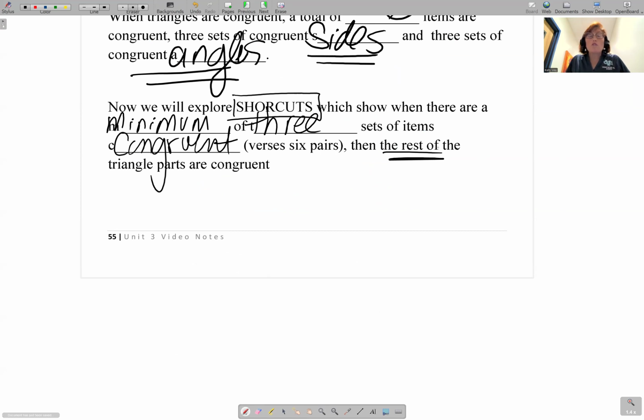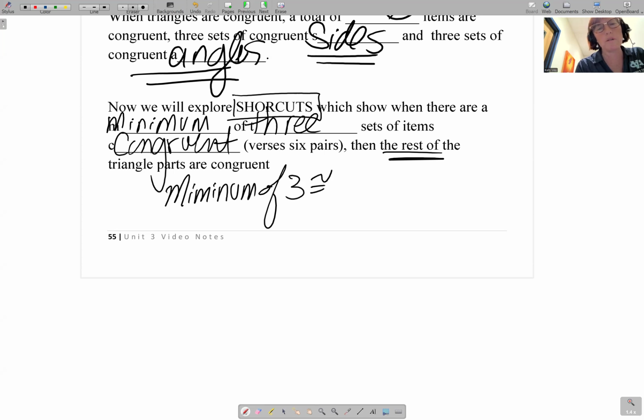So now we're going to talk about shortcuts. Everyone loves a shortcut. I just told you when triangles are equal, there's a total of 6 pairs of items congruent, 3 pairs of sides, 3 pairs of angles. What the shortcuts say is if you have a minimum of only 3 items, in a certain order, then it forces the other 3 to be automatically congruent. So write the words: minimum of 3 congruent.